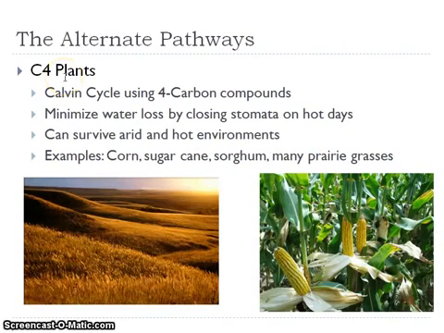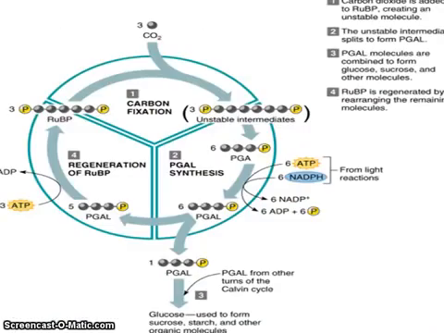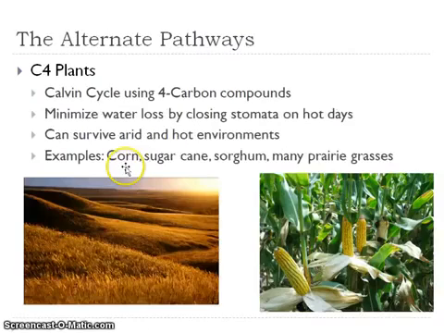C4 plants are different because they use 4 carbon compounds. So C3 uses these 3 carbon compounds. C4 plants would have another carbon attached to them. C4 plants minimize water loss by closing their stomata on really hot days.